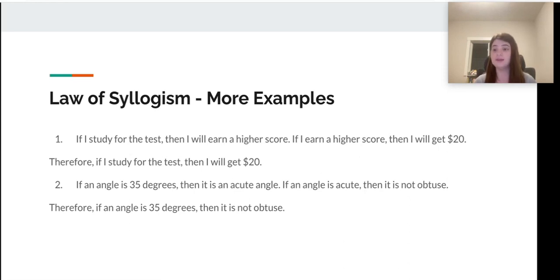Obtuse angles are more than 90 degrees but less than 180. So it is not possible for an angle to be acute and obtuse. An angle is either acute or it's obtuse or it's some other type of angle like straight, right, or reflex.